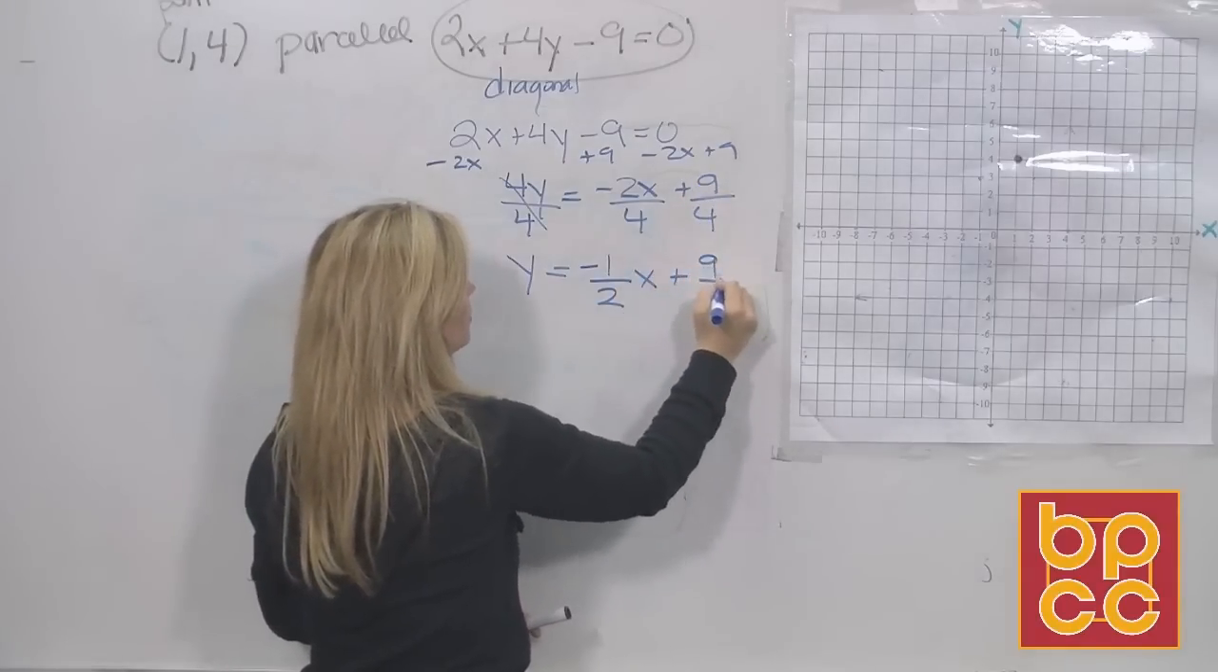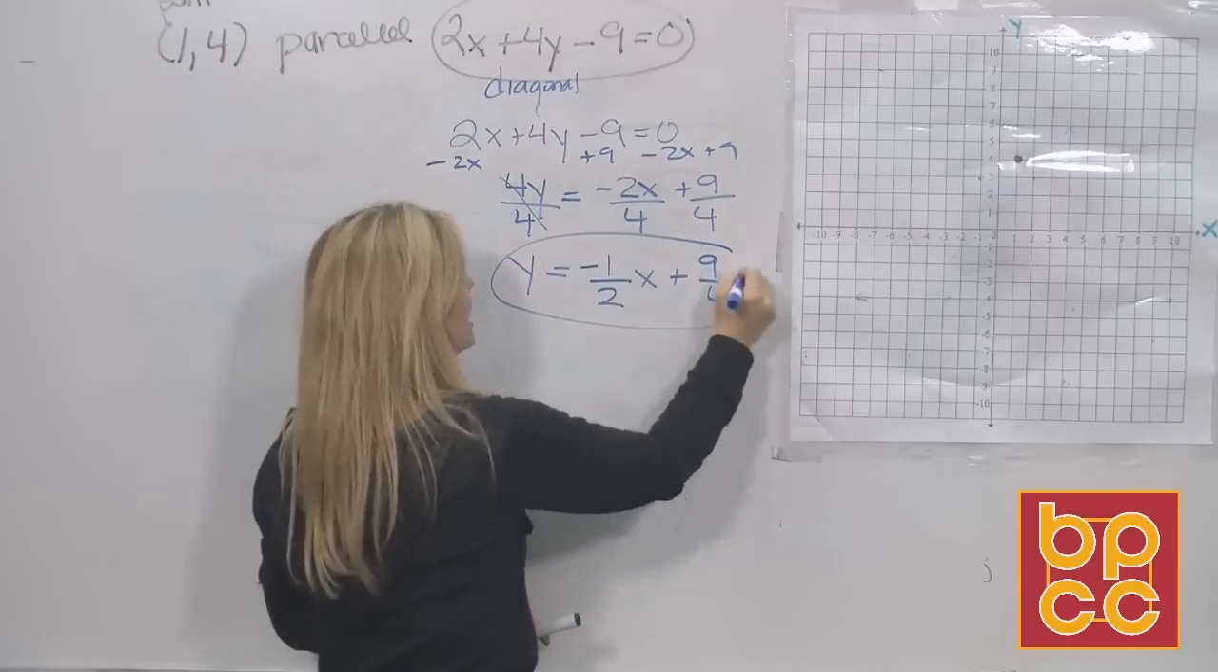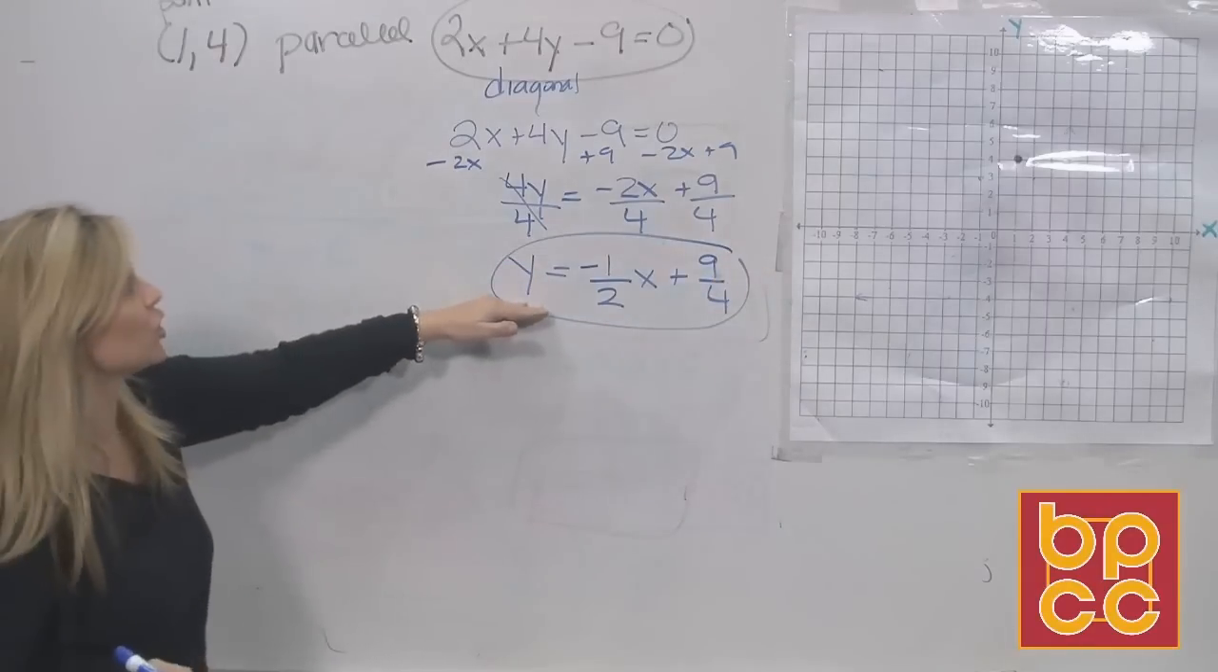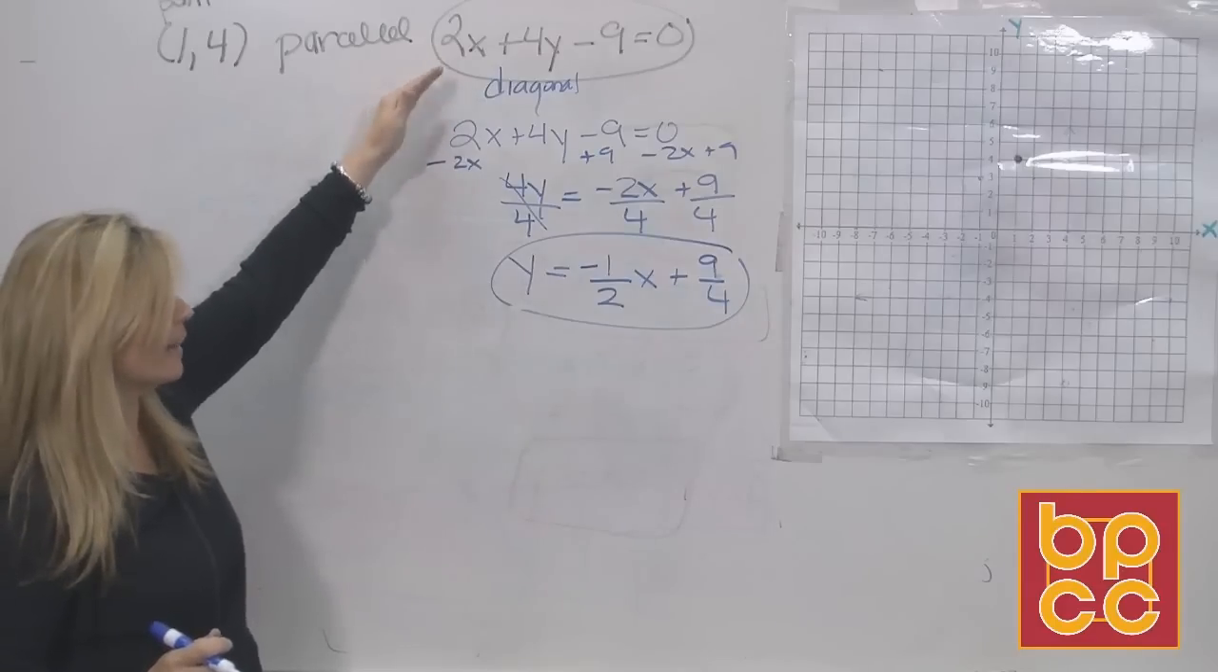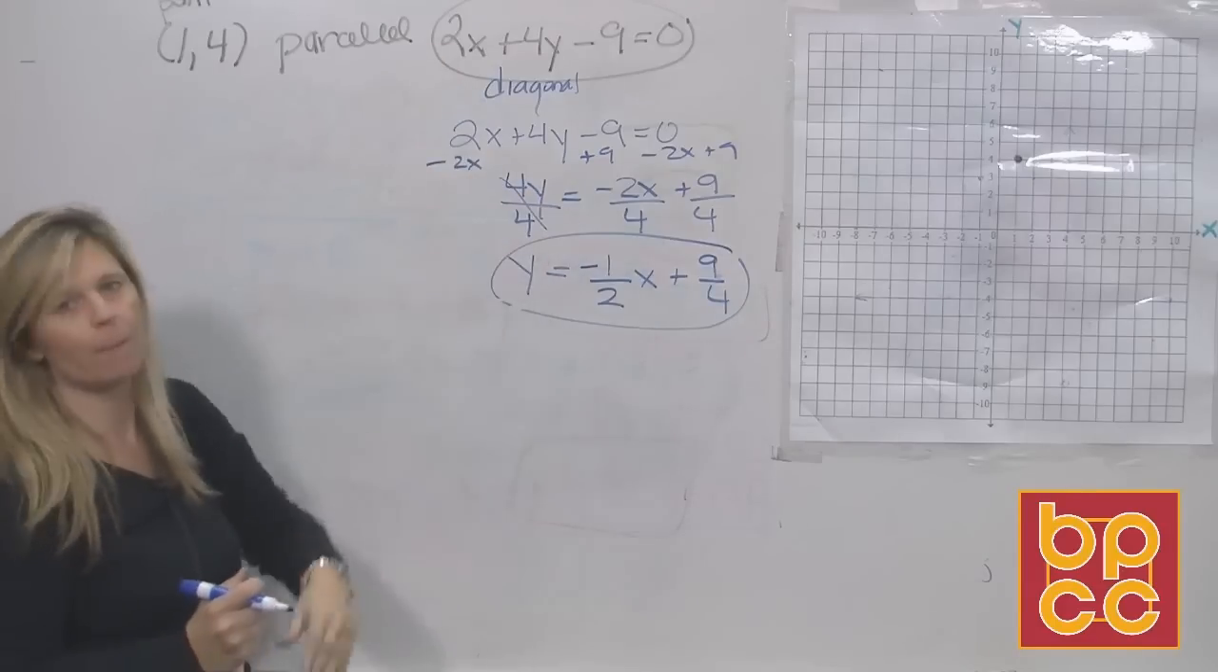Okay. So everybody look at that. I gave this to you. You didn't make it up. It was here. I gave you an equation of a diagonal line. You just fixed it so you could draw a picture of it.